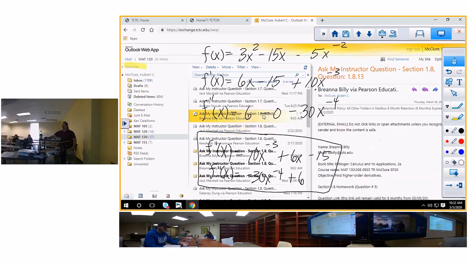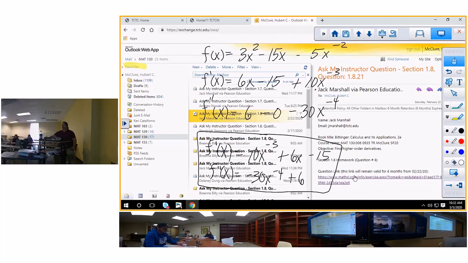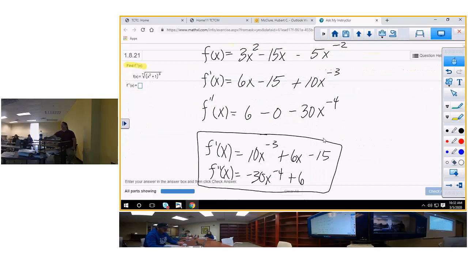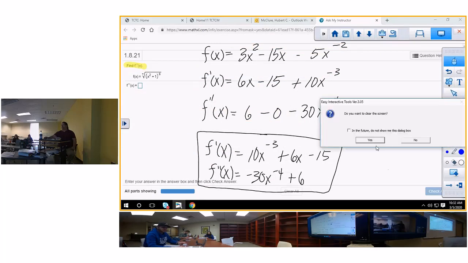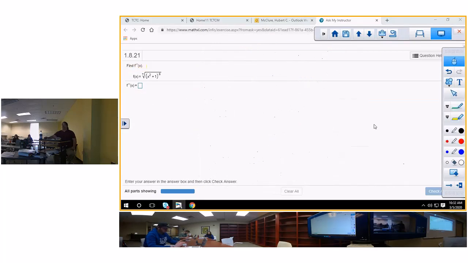1.8, 13. All right, try 21. That's the one we did the other day, and I didn't look at the directions. I only did the first derivative. There you go. And of course, we're doing the second derivative. Rewrite, take the first derivative, then the second.